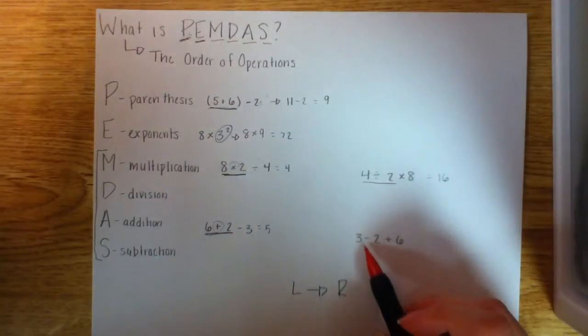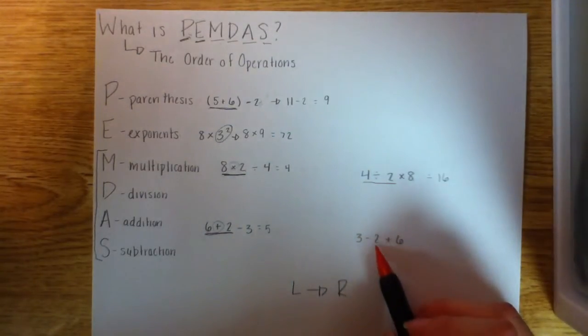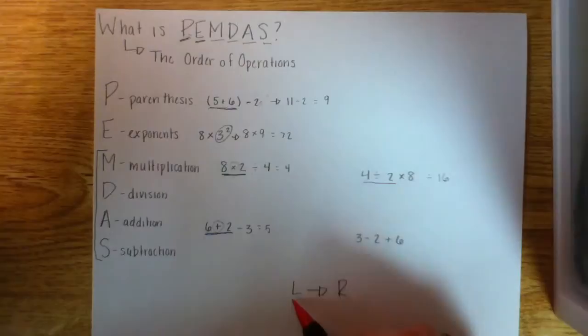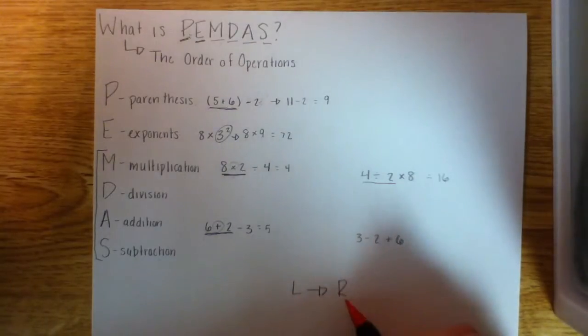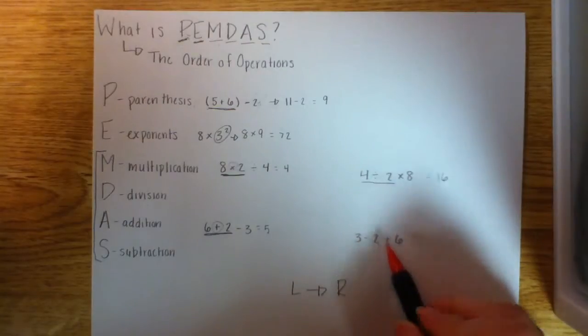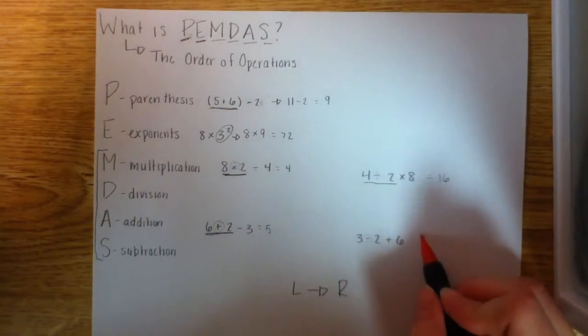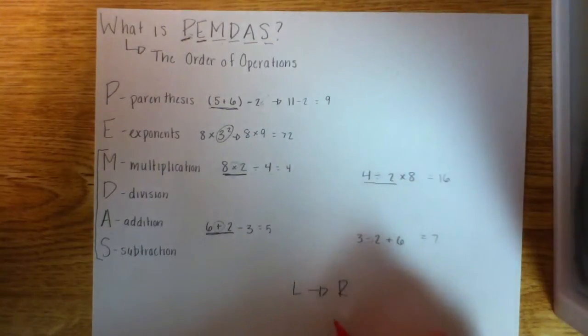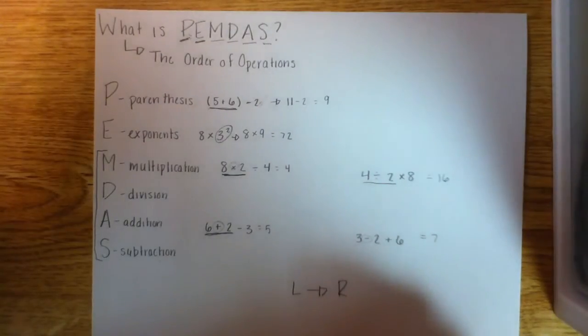Now let's move on to this problem. 3 minus 2 plus 6. Let's go back down to our little analogy, left to right. So we would first subtract. So 3 minus 2 is 1, plus 6 equals 7. So this is how PEMDAS works.